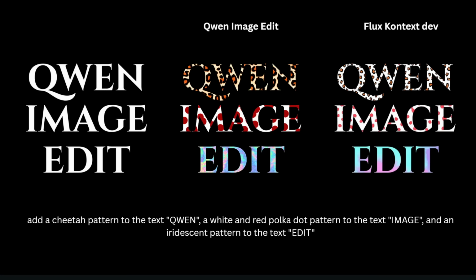Here's another thing I tried out. Using the same image, I wanted to add a cheetah pattern to the text Qwen, a red and white polka dot pattern to the text image, and finally an iridescent pattern to the text edit. And surprisingly, both image editors got this correct. Although I would have to say I do prefer Qwen's generation of the cheetah pattern and the polka dots compared with Flux Kontext Dev. That's just my personal preference, but let me know in the comments what you think. And I'm actually surprised that Flux Kontext Dev was able to handle this as well.